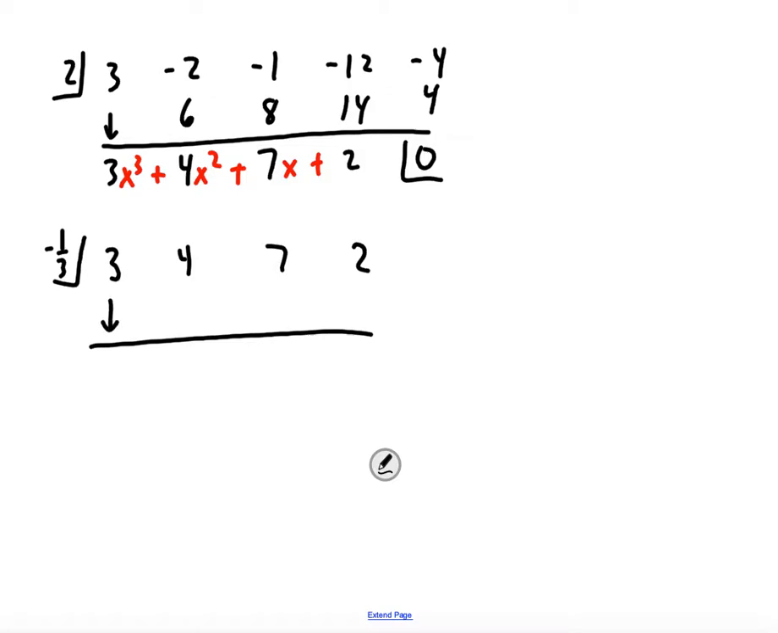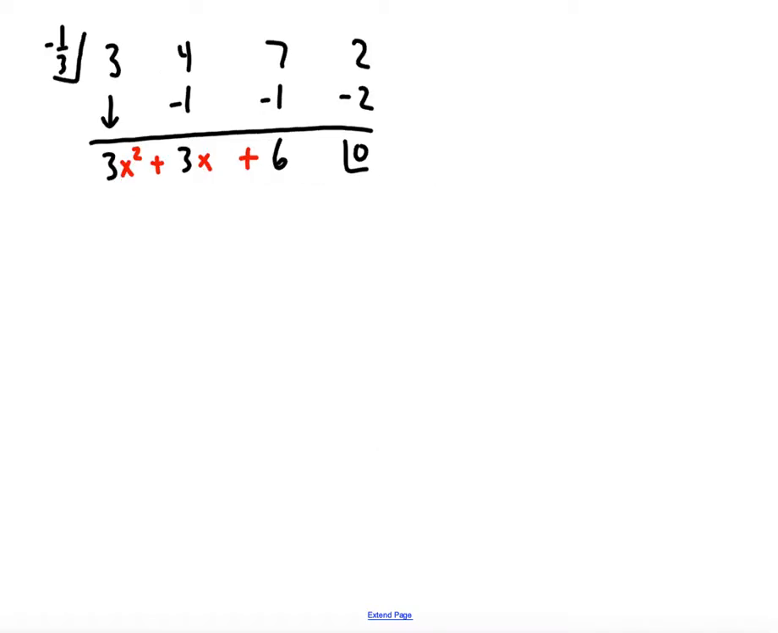Bring down our first term, multiply by what's in the box, add, multiply by what's in the box, add, multiply by what's in the box, add. And so now we just went from x to the third down by a power. So now we're down to x squared plus 3x plus 6. All right, so now we have a quadratic. That was our goal, to get it down to at least a quadratic here.